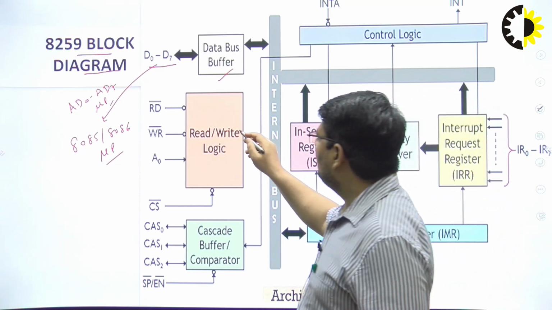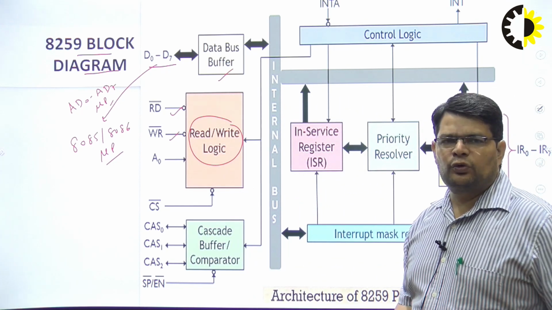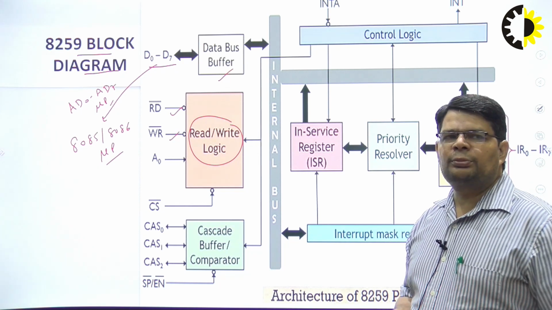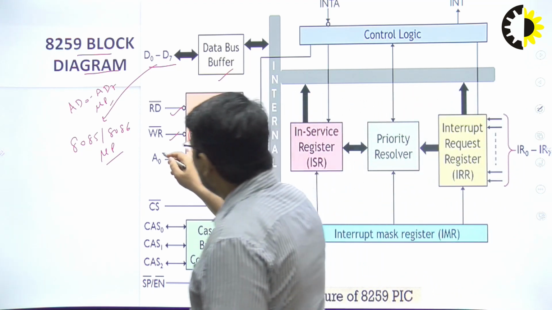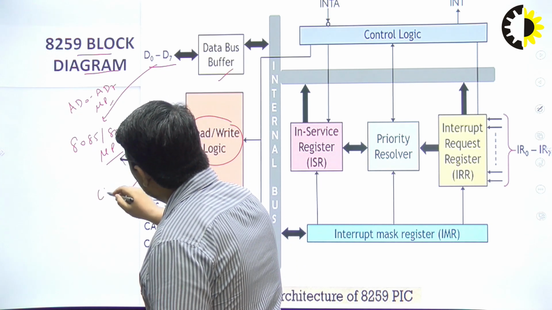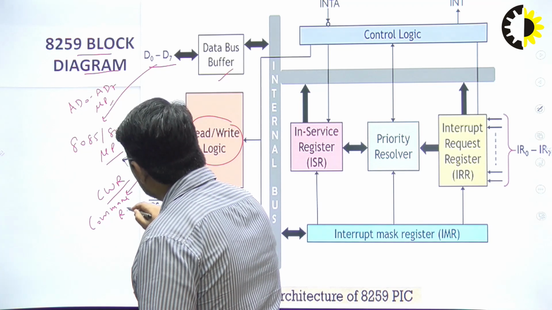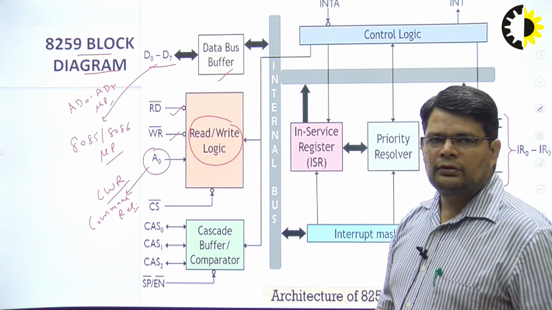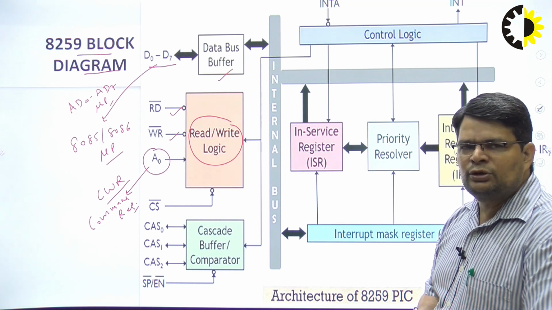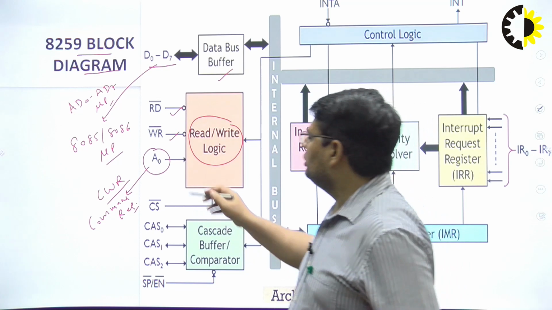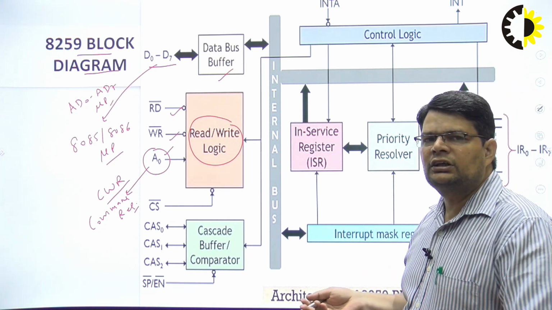Then another block is the read write logic. Basically these read and write signals are used for deciding the direction of data flow between the microprocessor and the attached peripheral, or the 8259. Then A0, address line 0, is used while programming the command registers. For example, in the 8259 we have different command word formats, ICW and OCW. In the ICW and OCW, this A0 will be used for assigning the values depending upon which mode we want to work in the 8259 IC.